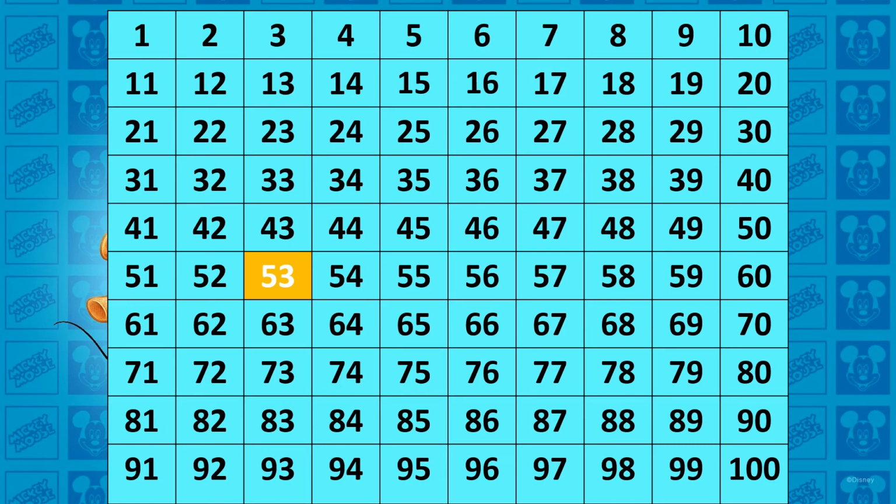Let's look at it on 100 square. Here we have marked down the number 53. Because we are finding 10 more than 53, we can also call that 53 add 10. We know that 53 add 10 is 63. Now we know what 10 more than 53 is.